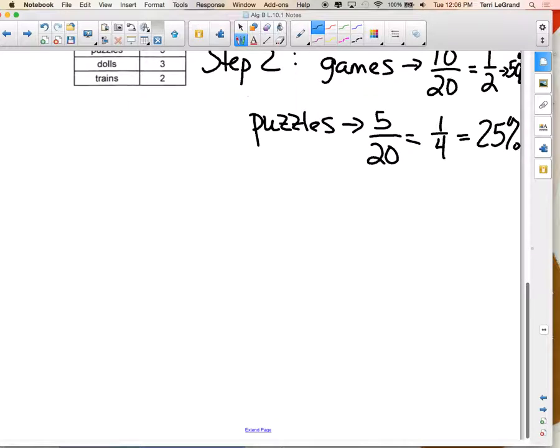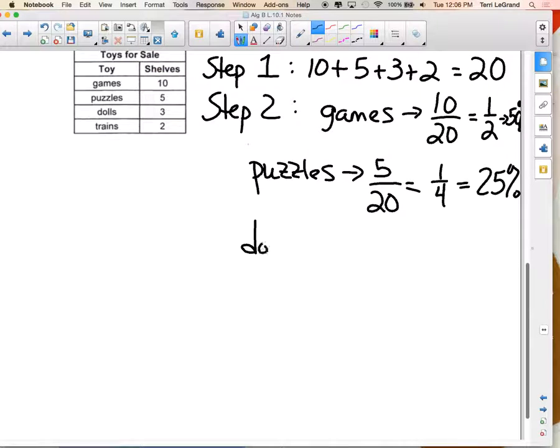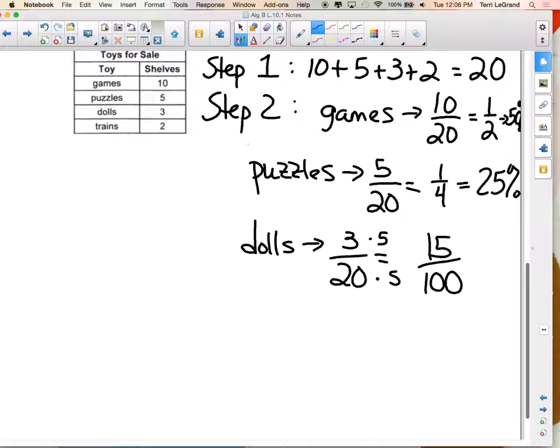Yeah. So now we have our dolls and our trains. For the dolls, there's 3 shelves out of 20 filled with dolls. I bet you all know what 3/20 is as a percentage, right? What can we do, like Noah was talking about earlier, with that 20? Take it times 5. If we take the 3 times the 5, we get 15 out of 100. And 15 over 100 is the same as 15%. Percent is out of 100. 15 out of 100 is 15%.